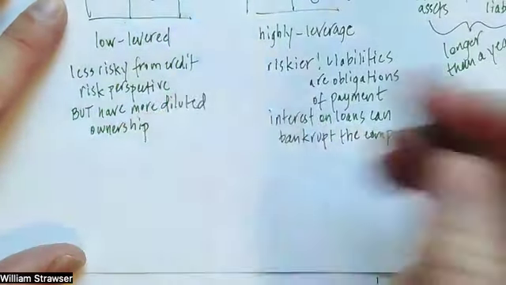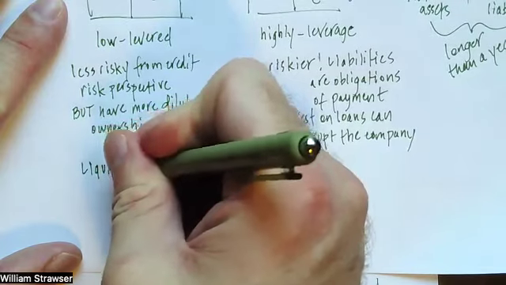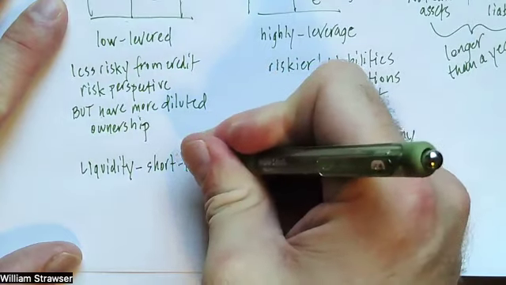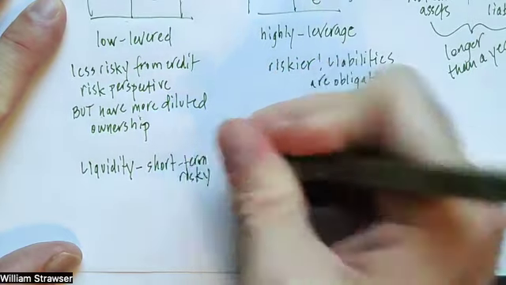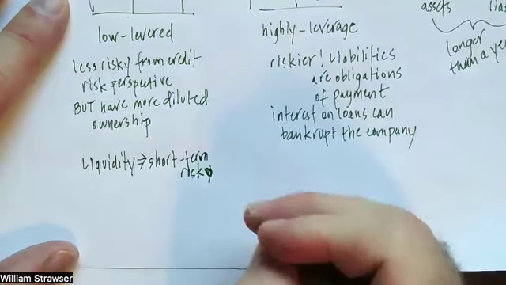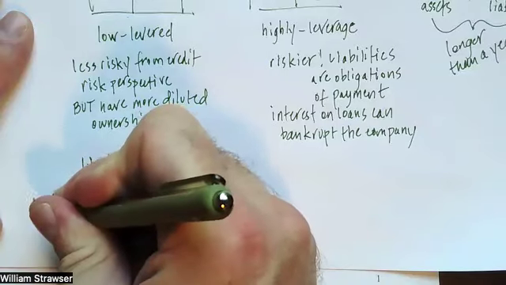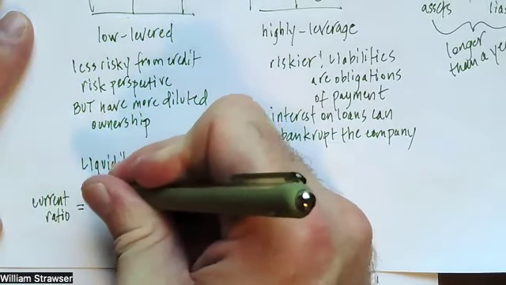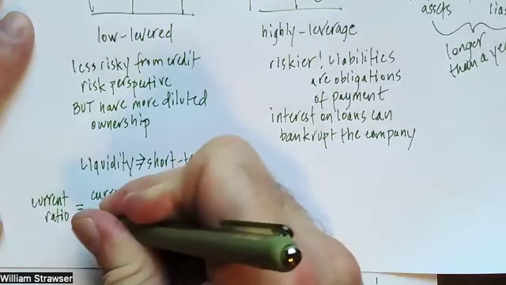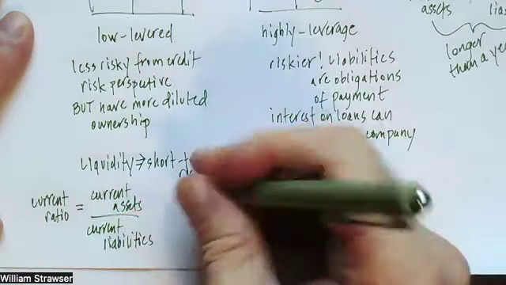We look at a couple of risk aspects, liquidity being one. Liquidity is short-term risk. And how we measure liquidity, we can either use a current ratio, which is simply the current assets divided by current liabilities, or we can use what we call the quick ratio.